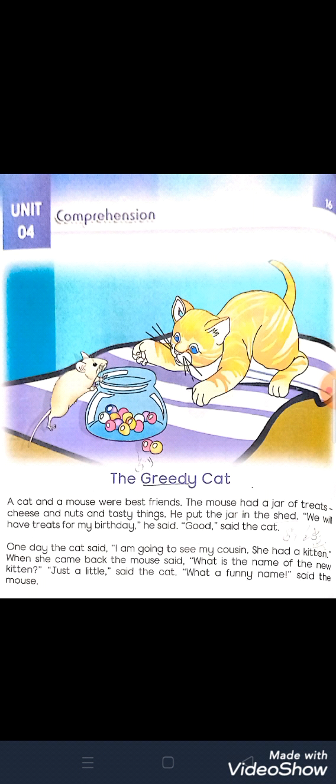Mouse ke paas ek jar tha, ek pot tha, ek bartan tha, jisme cheese, treats pade hue the, nuts pade hue the and tasty cheeze thi khane ki. He put the jar in the shed. Usne wo shed mein rakha wo jar ko. We will have treats for my birthday. And she said ki jab mera birthday hoga to phir hum ye sari cheeze jo hai wo khayenge. Good, said the cat.